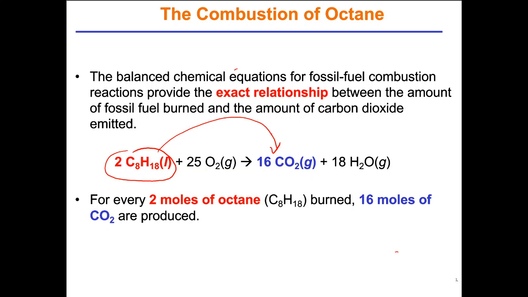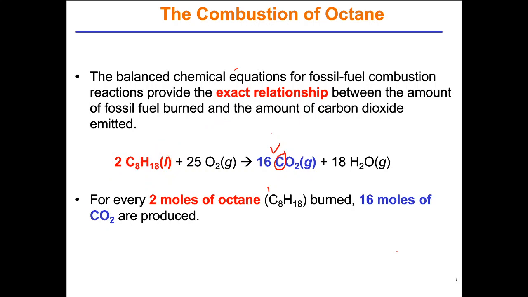Notice it's not a 1-to-1 ratio. Every octane I put in doesn't produce 1 CO2. In fact, for every octane I have 8 carbons. So if I have 2 of those, I produce 16 CO2, in other words, 16 carbons. So notice that conservation of matter is in play.